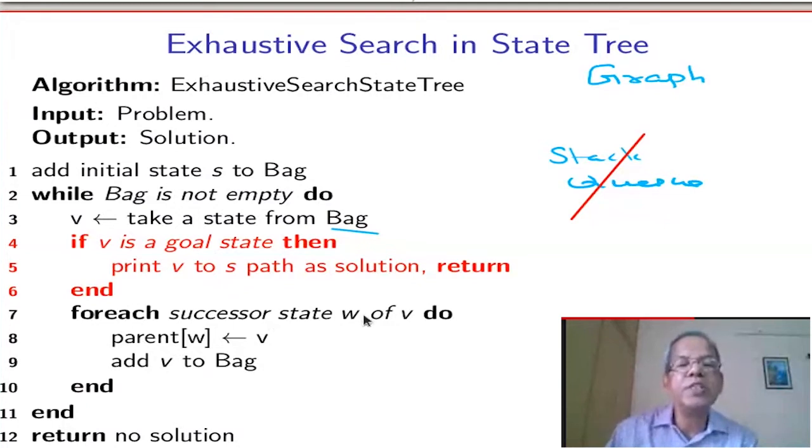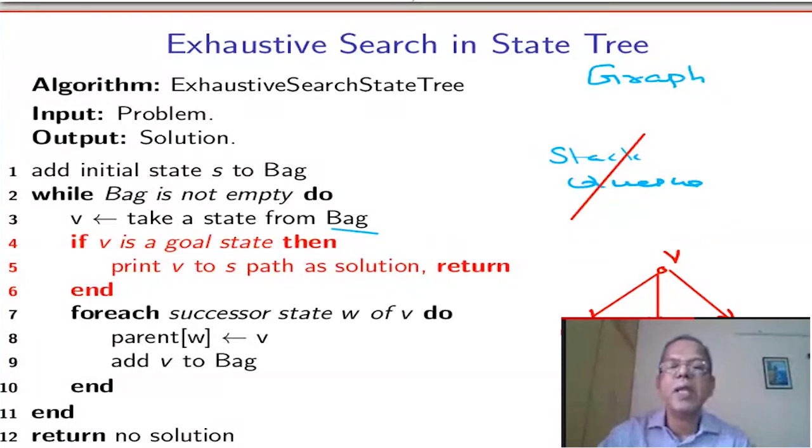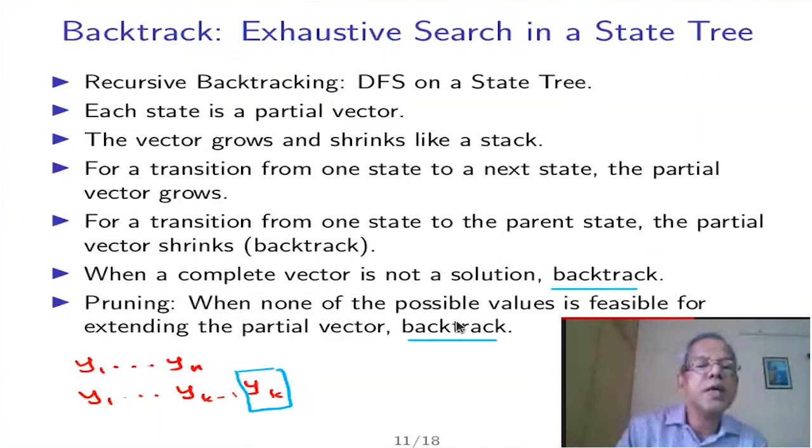For each successor state W of B, set parent of W to B. This is B, W1, W2, W3, and so on. We say parent of W1 is B, parent of W2 is B. We do that for all W. This is a typo. Add W to bag. If you recall the earlier algorithm for graph, you will realize the differences.